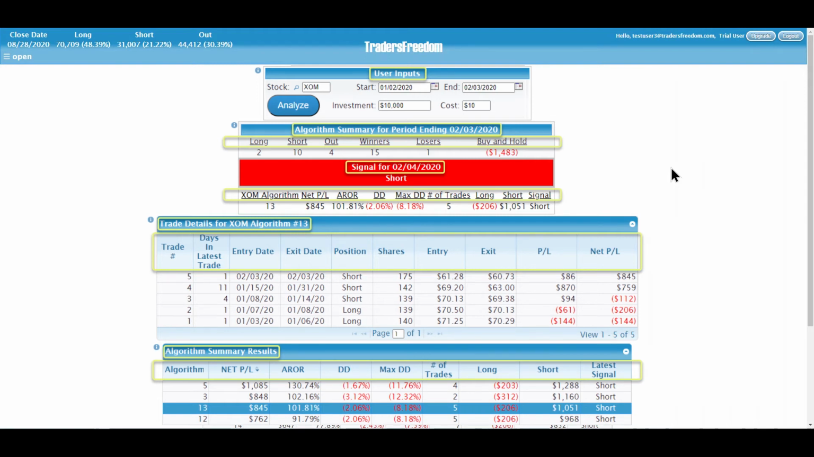It's the same data you'll see every time you use Freedom. Data you'll see in the algorithm summary box, the algorithm summary results table, and the trade details table. So that by focusing on these metrics each and every time, you'll learn to master this software very quickly. And as a result, be able to use it to your advantage very quickly as well.